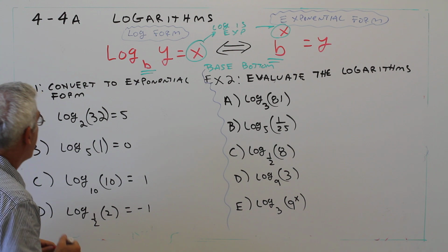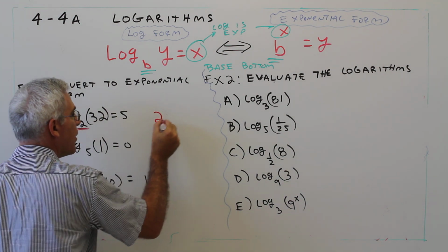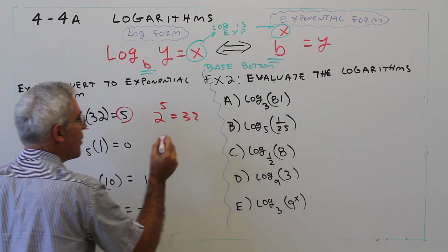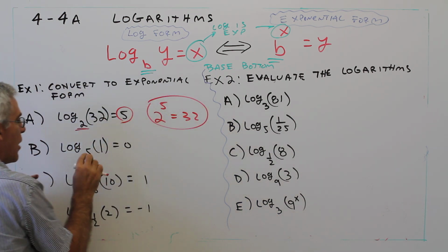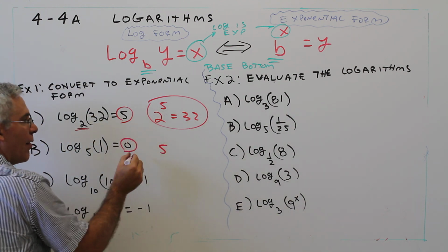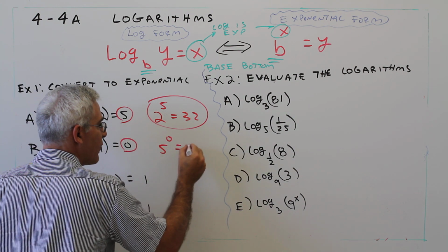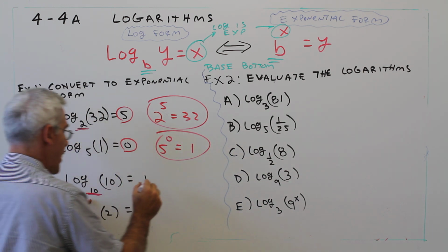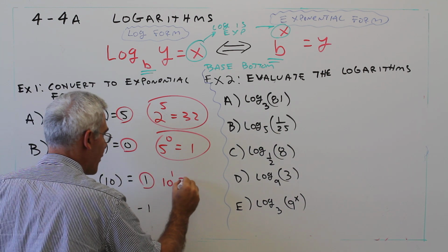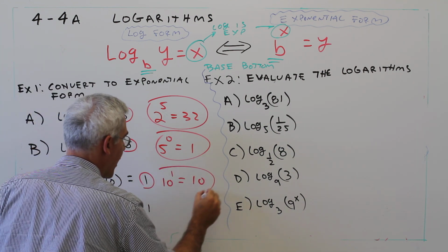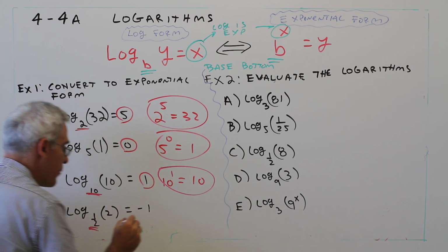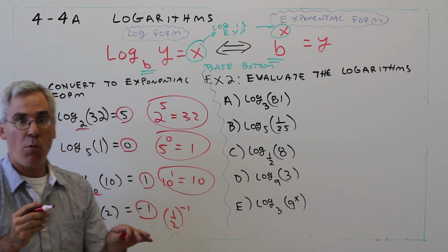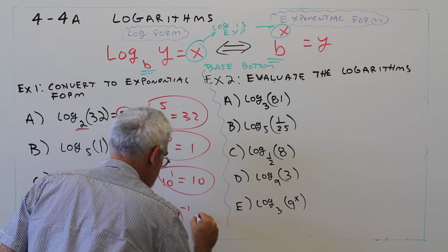Okay, so here's a base on the bottom. Here's a log, an exponent. So 2 to the 5th is 32. Here's a base on the bottom. Here's a log as the exponent. So 5 to the 0th equals 1. Here's a 10 as the base on the bottom. Here's a log as the exponent. So 10 to the 1 equals 10. Base on bottom. Log as exponent. 1/2 to the -1. The -1 reciprocates it to 2.